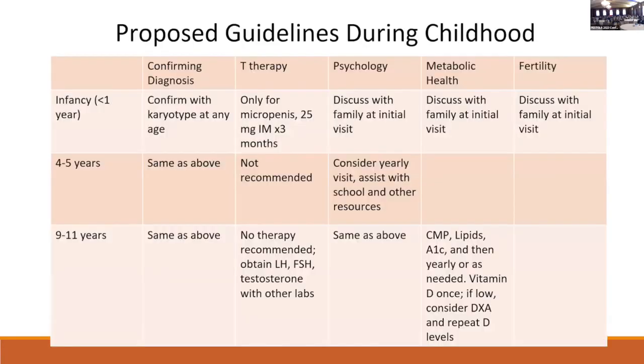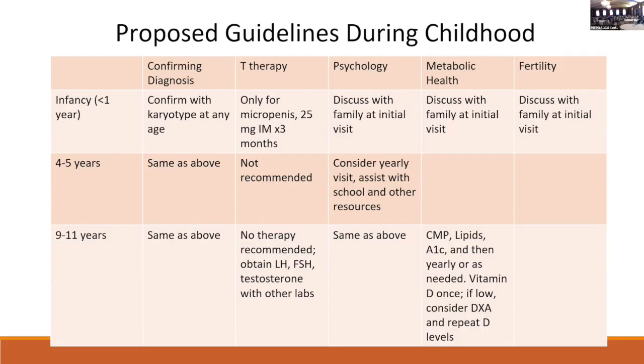And so to finish up here, I went through and tried to create this for the pediatric population, and this is what we're looking to introduce into our clinic as well. In infancy, we're obviously confirming with the karyotype at any age if we suspect the diagnosis. We want to consider testosterone therapy at this point just for micropenis, but maybe over time there will be roles for other indications as well. Discuss with the family the initial visit for psychology down the road, and discuss some of the issues with fertility and metabolic health as well.